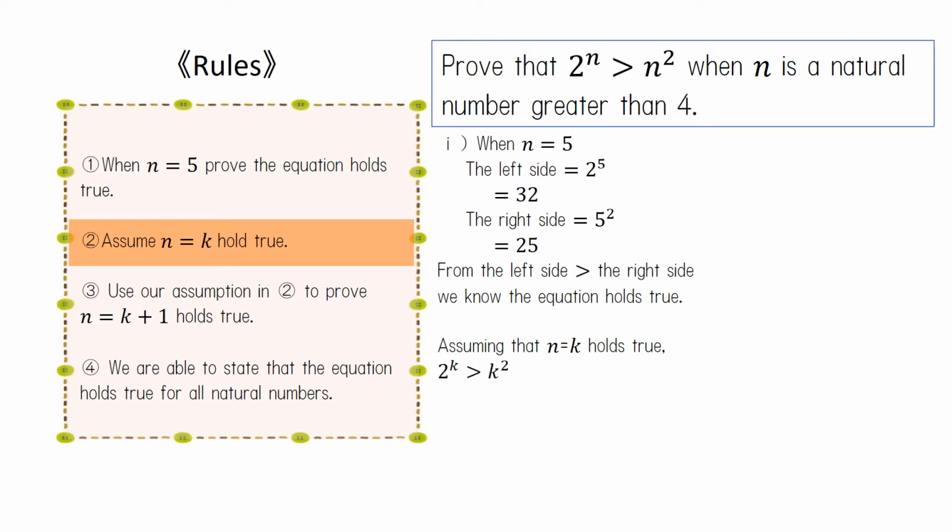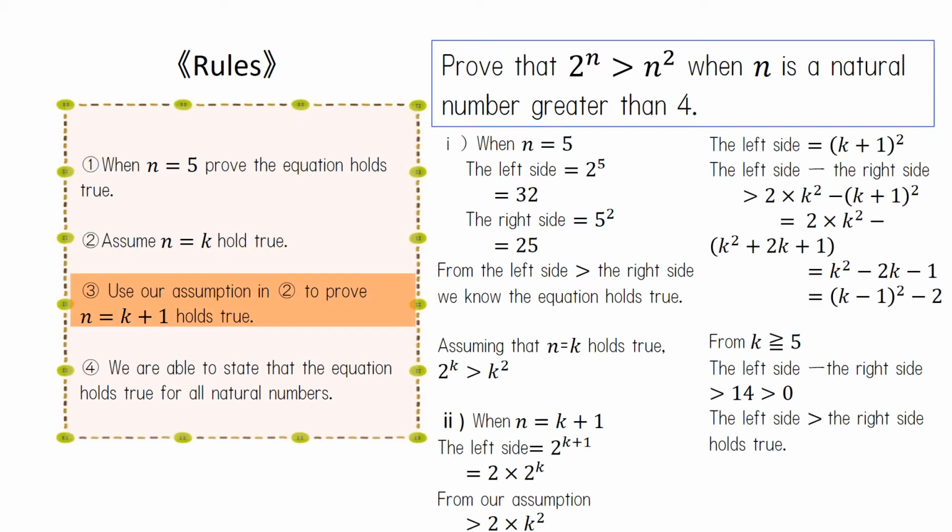Next, let's assume that n equals k holds true. If n equals k, then 2 to the power of k is greater than k to the power of 2 holds true. Next, let's prove that n equals k plus 1 holds true using our assumption.